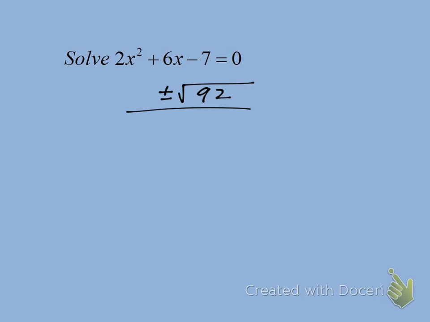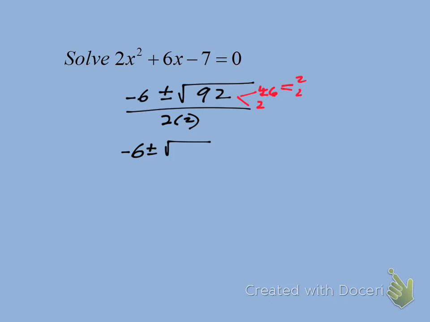So the front number, negative b, so negative 6, over 2 times a, so 2 times 2. Okay? So clean that part up. Negative 6 plus or minus square root. You have to factor tree 92 next, which goes 2 and what? 46, right? And 46 goes 2 and 23. Is that right? Yeah.